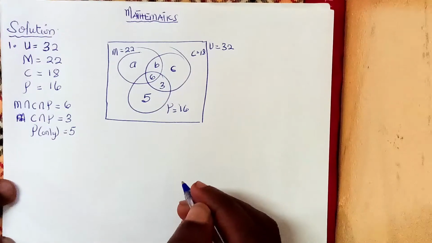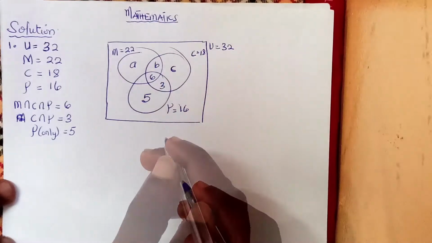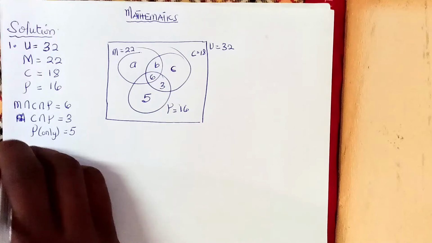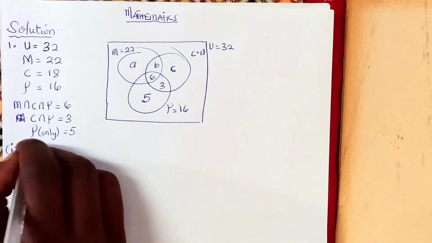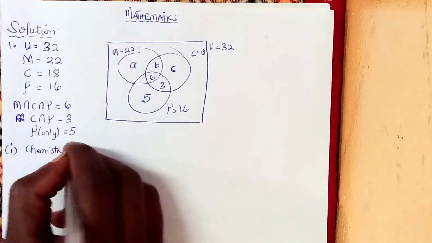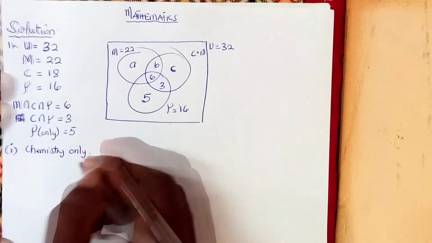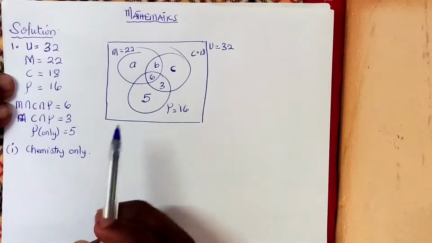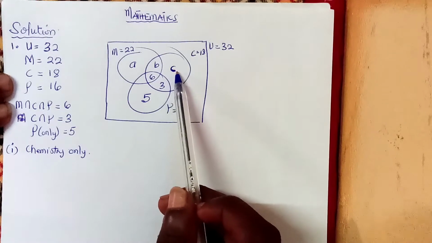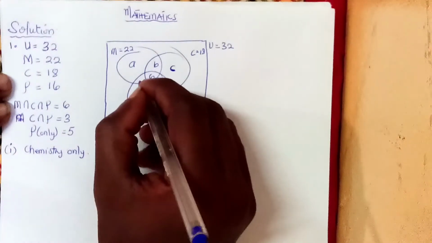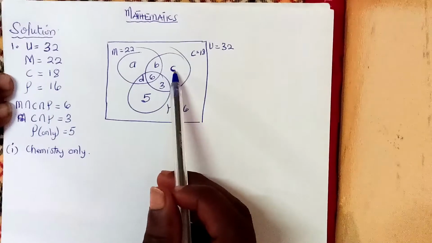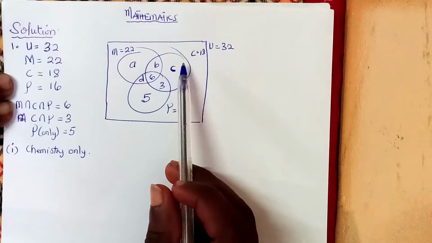Let's move on to part I. Let's find our I. We were asked to find chemistry only. Let's see from the diagram. From the diagram, our C is our chemistry only. Sorry, this portion was yet to be named. Let's name it D. The C is the chemistry only, so we are finding for C.